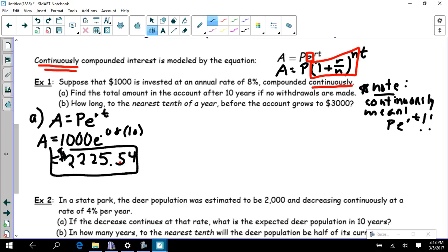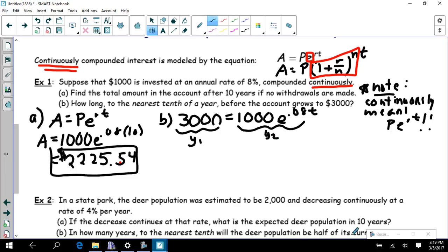Part B. How long, to the nearest tenth of a year, before the account grows to $3,000? Okay, so now this is when I'm plugging in 3,000 for A. I'm looking for what variable? Well, I know the rate still is 0.08, so t is what I'm looking for. And the only way we know how to solve this is graphically. This is Y1, this is Y2.